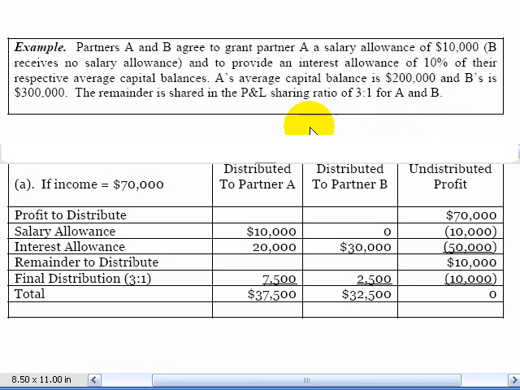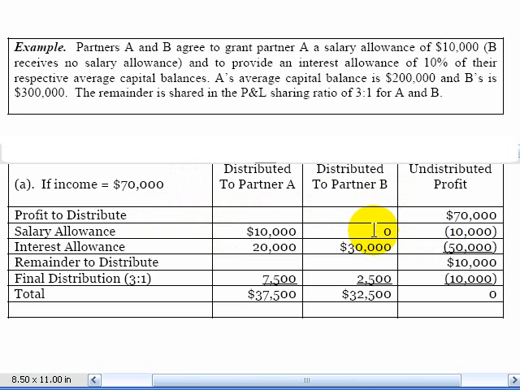Let's look at the first example that's given here in the module. We have income of $70,000. How will this income be divided between the two partners? According to their agreement, partner A receives a $10,000 salary allowance. So we give $10,000 off the top to partner A. B does not receive a salary allowance.